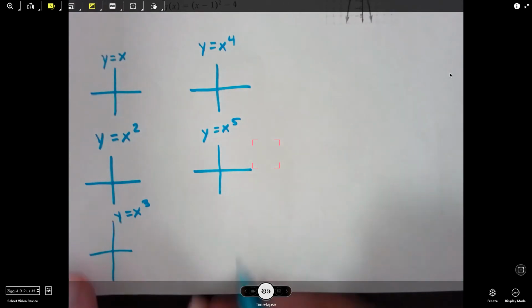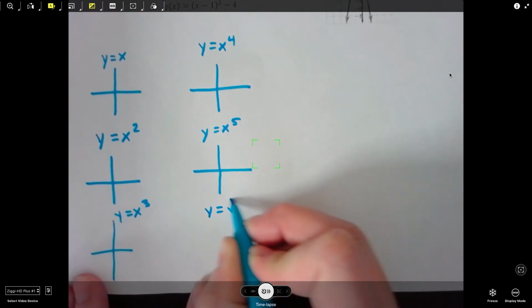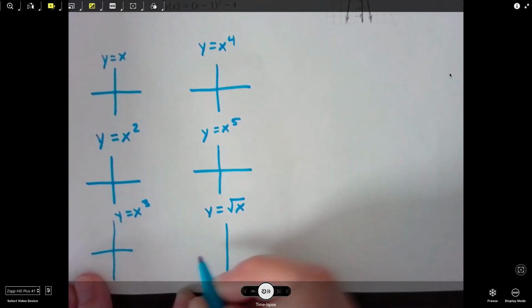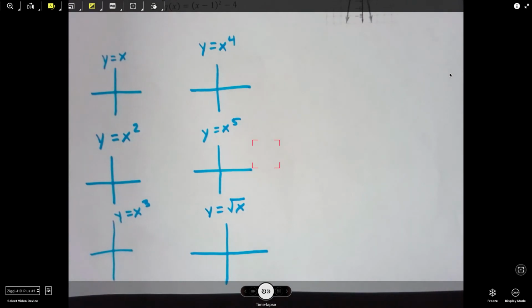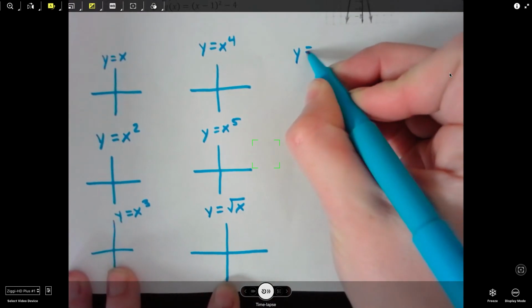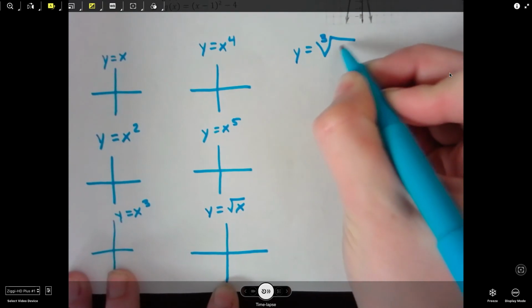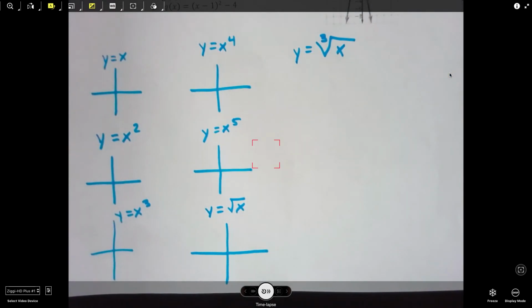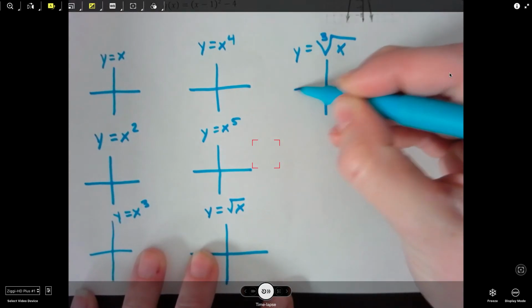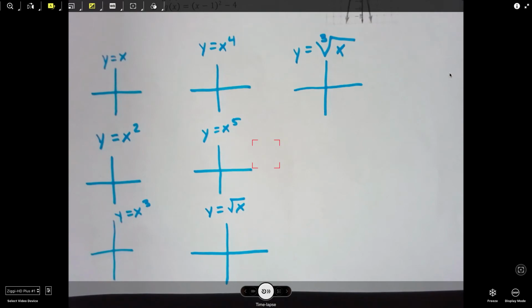Okay. Next one. Y equals the square root of x. Take a stab at what you think it looks like. And then we'll do y equals the cubic root of x, which is written like that. Just have a little 3 in there. Okay, take a stab at what you think those look like. Okay. 2 more. We'll do 9 of them.